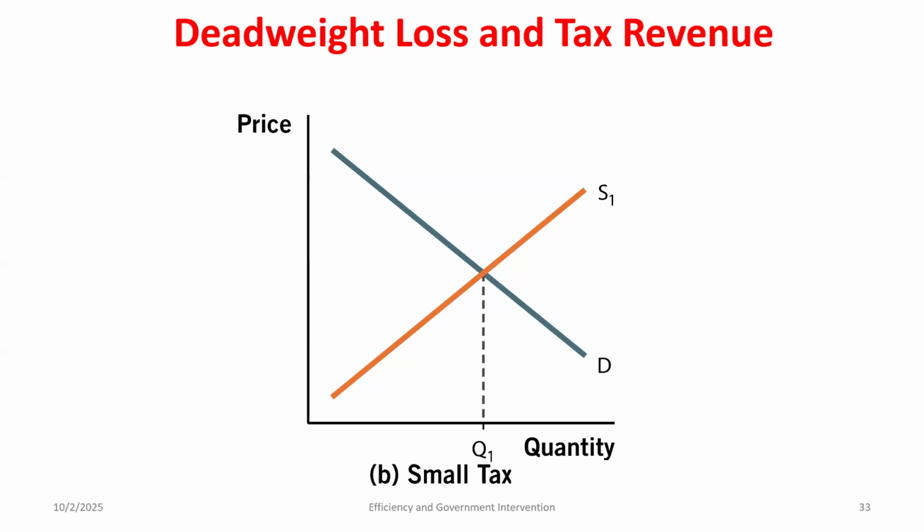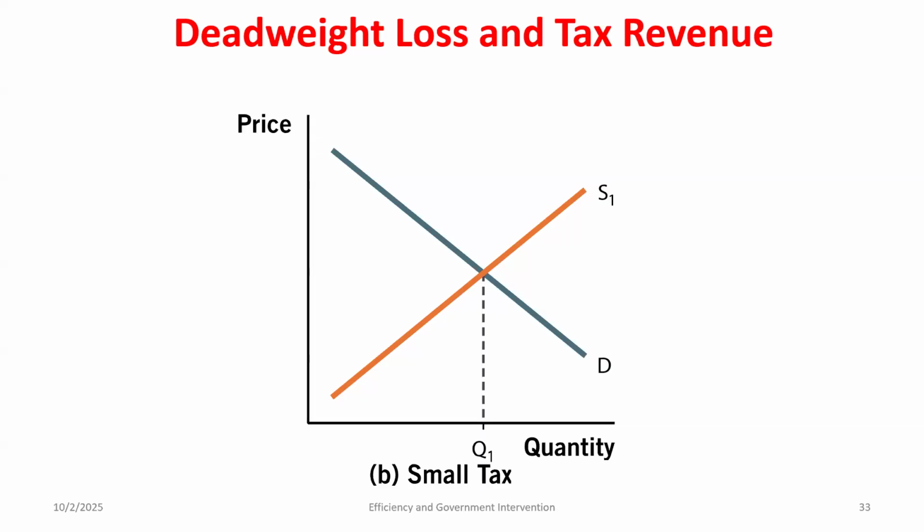what's my tax revenue from this? 0. Why? Because there's no intersection. The intersection would be below 0. Nothing is sold in this market. So as I increase the tax, yes, initially I start to increase the tax revenue, but what am I creating more of?